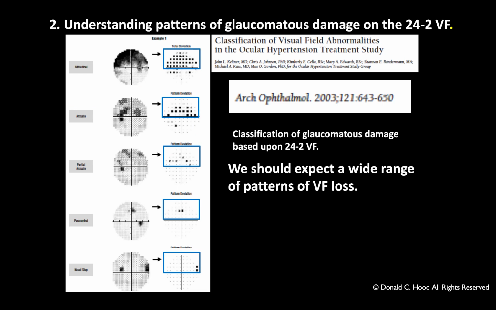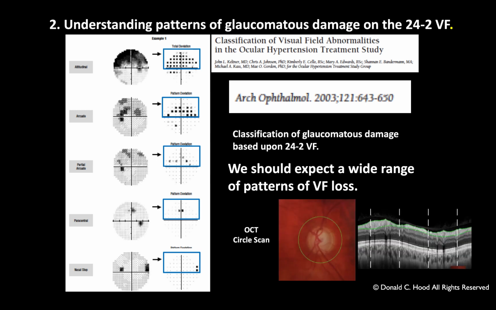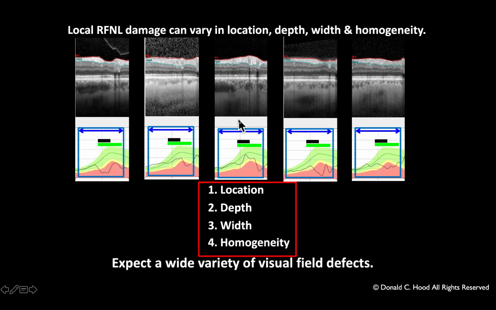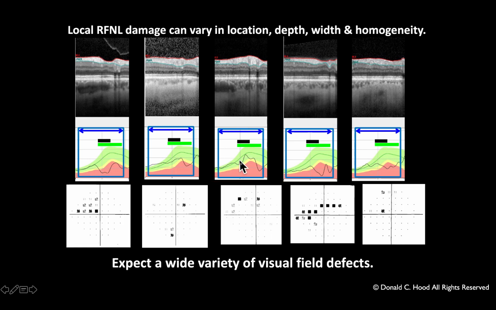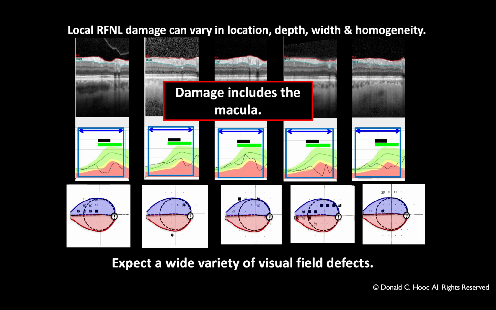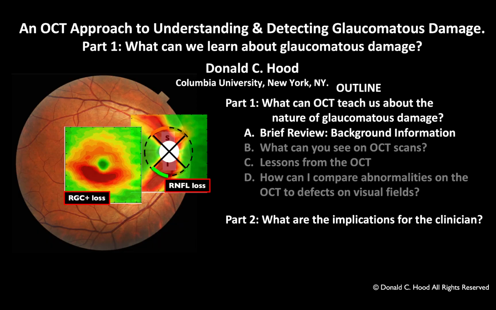We should expect not simple classifications, but a wide variety of patterns of visual field loss. These defects should be associated with a wide variety of visual field defects because of all this variation you can have. And in fact, here are the visual fields for these particular eyes with the model. Again, the damage is going to include the macula. So that's the main part of what I want to describe here.